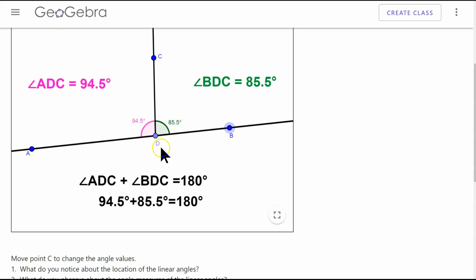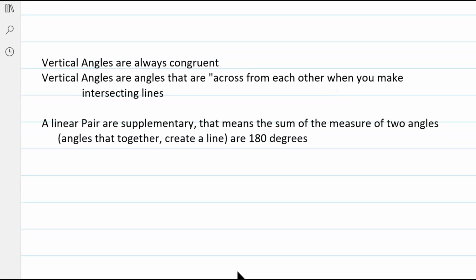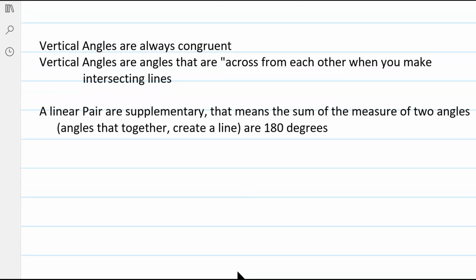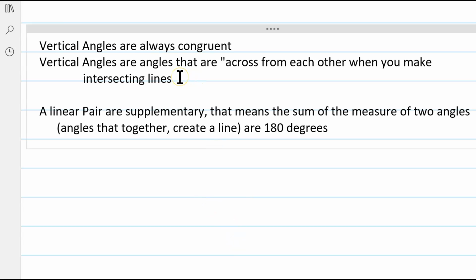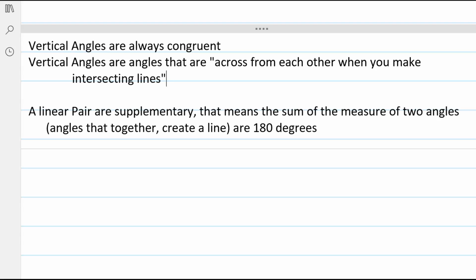That information is so important. If you don't already have it down in your notes, you should go ahead and add it. Vertical angles are always congruent, and vertical angles are angles that are across from each other when you take two lines and intersect them. A linear pair are supplementary. That means the sum of the measures of two angles that together create a line, a linear pair, is 180 degrees.